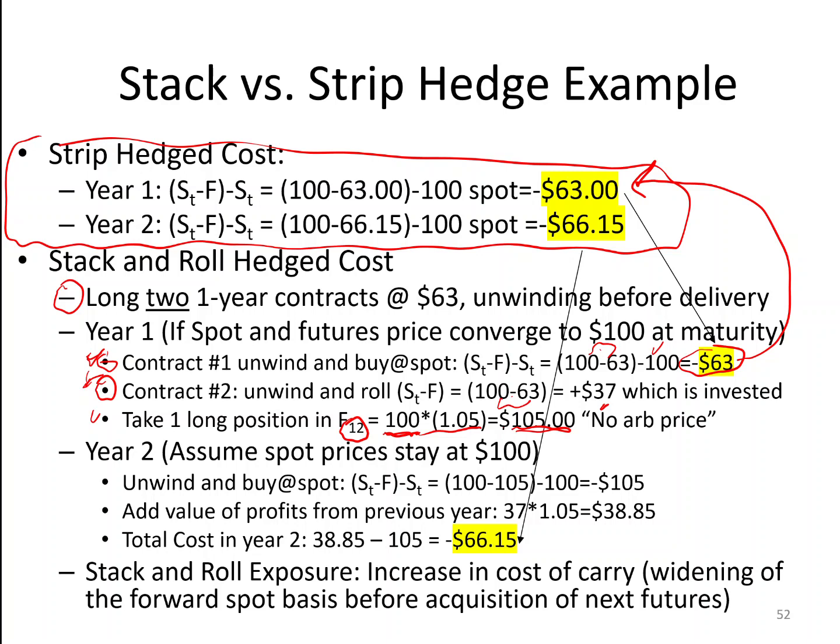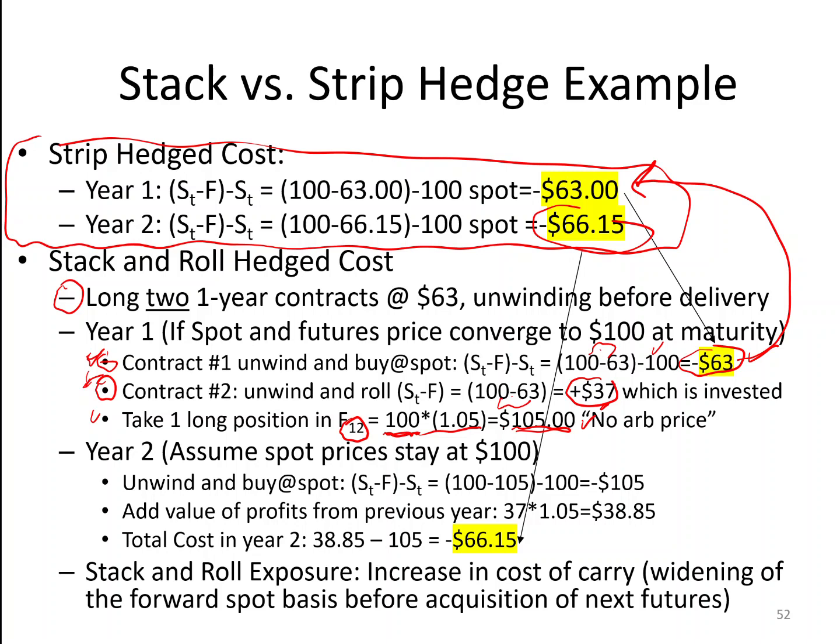So now, 1 year from now, they have $37 in the bank. They bought their oil at 63 effectively for the first year. And they now have a futures contract at 105. And that seems really bad, right? Because they would like to lock into 66.15.